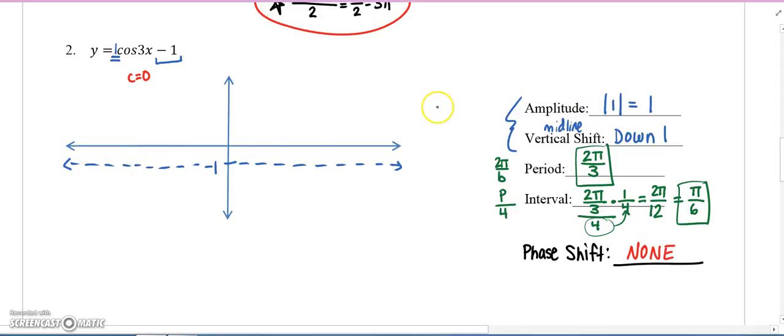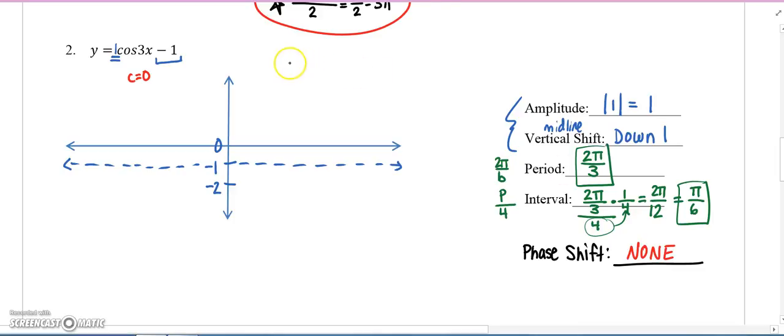Alright, then the amplitude tells me to go up 1 to 0, that's my max, and down 1 to -2, that's my min. So the y values are taken care of. Now let's do our x's. This one's going to get a little tricky because of the fractions, so just try and follow along, and if you have questions, make sure you write it down so you can ask in class.